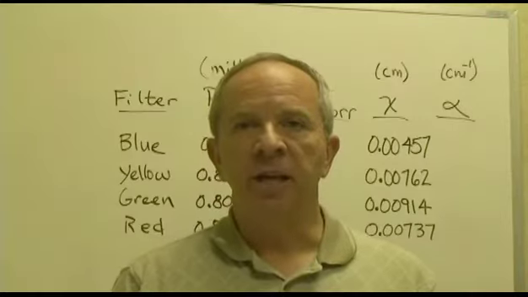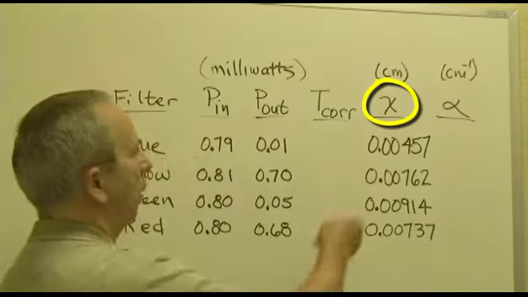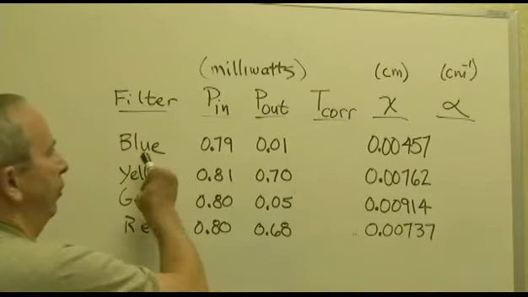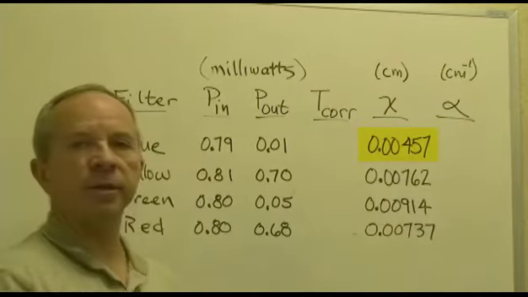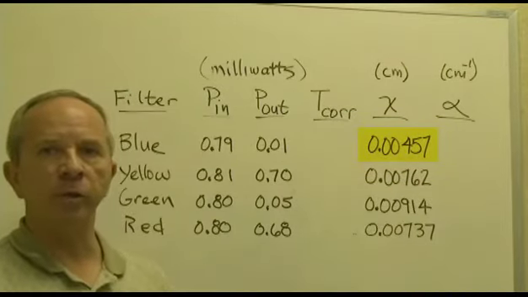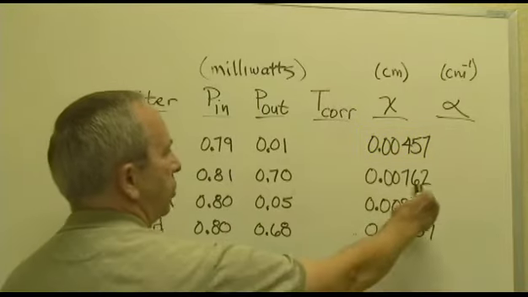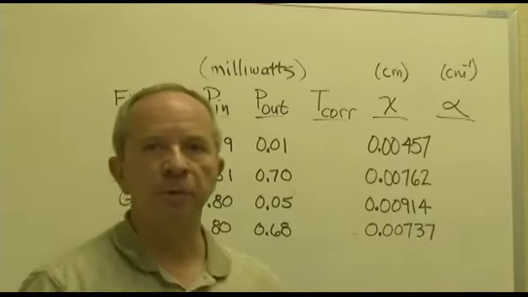Now that Derek has taken all of the thickness measurements, we can put those into our table. So here's a representation of table 3 in the lab. For the blue filter, he measured 0.00457 centimeters, if we convert his measurements in thousandths of an inch to centimeters. And similarly, you can see the readings we got for the yellow, green, and red filters.